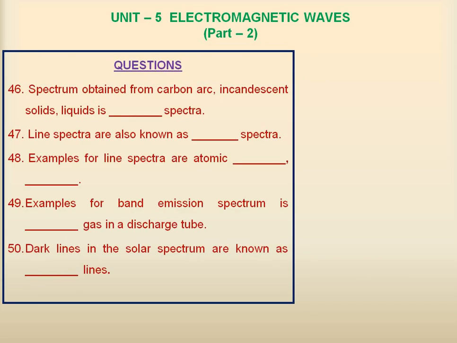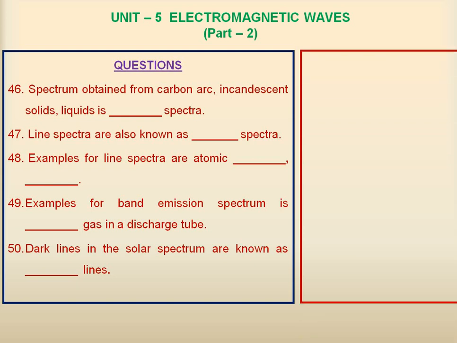Now we are going to see the answers for the question number 46 to 50. Question number 46. Spectrum obtained from carbon arc, incandescent solids, liquids is continuous spectra. Question number 47. Line spectra are also known as discontinuous spectra. Question number 48.